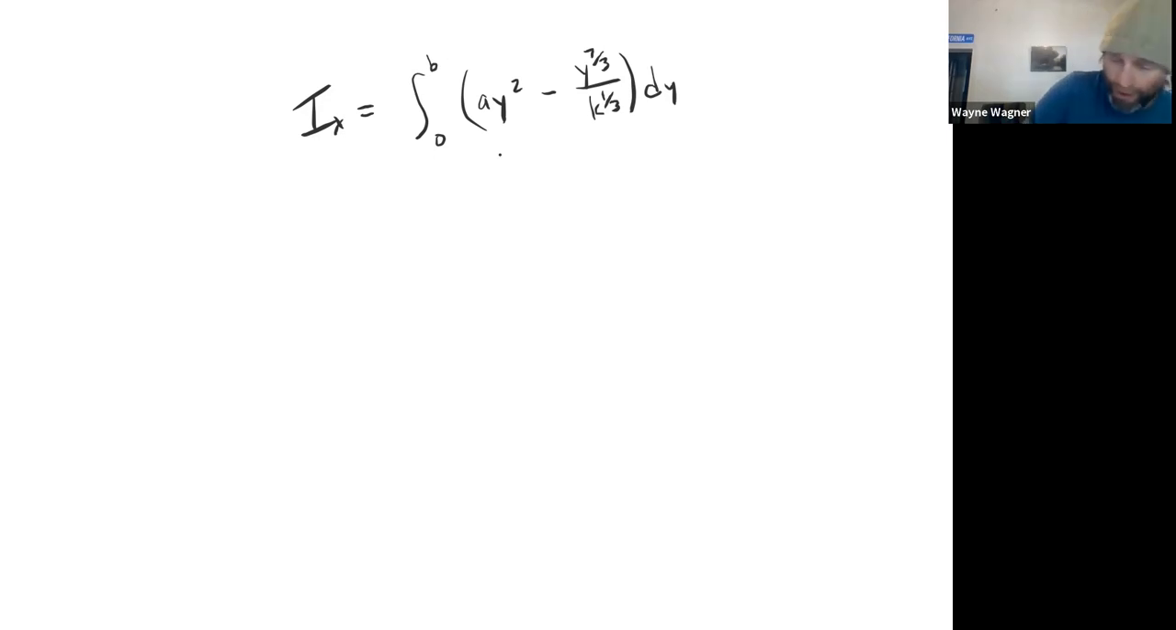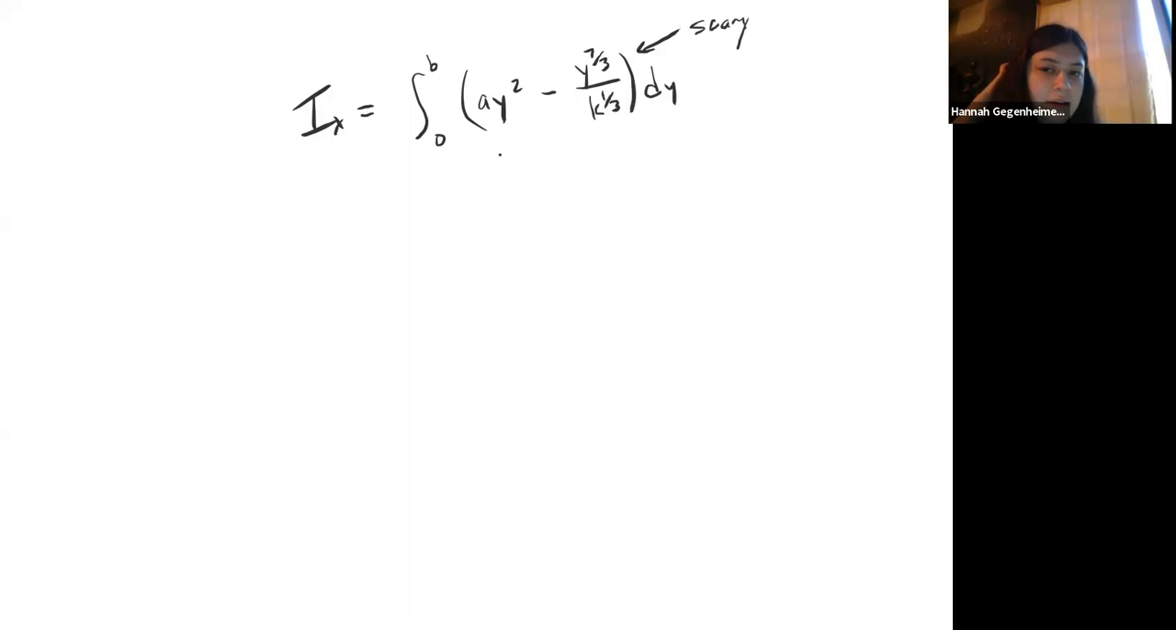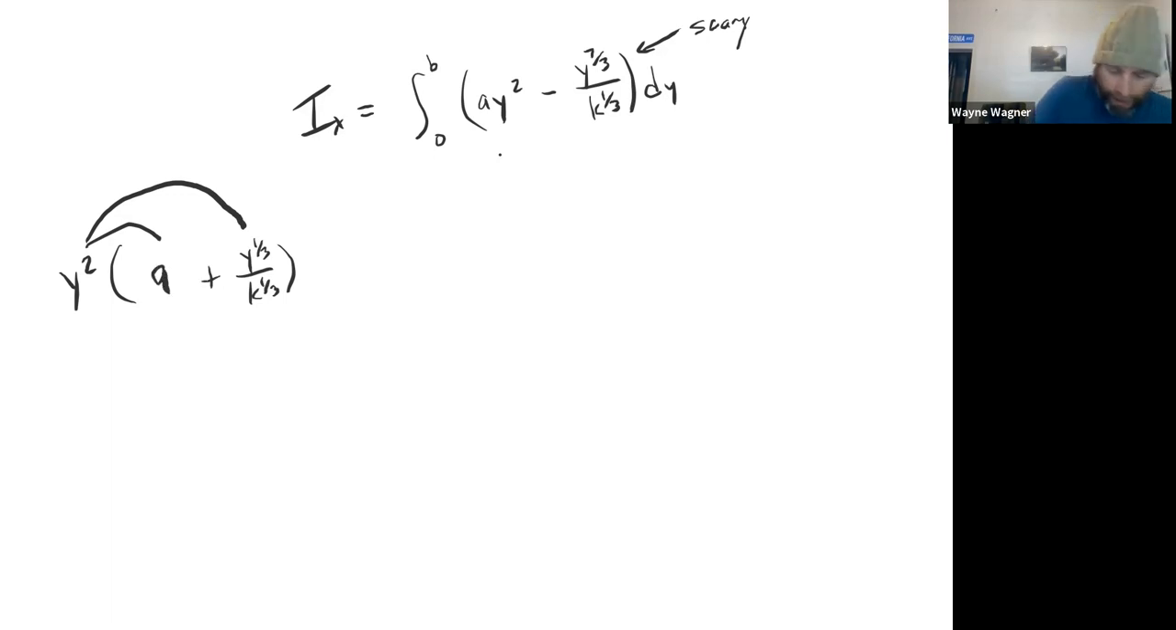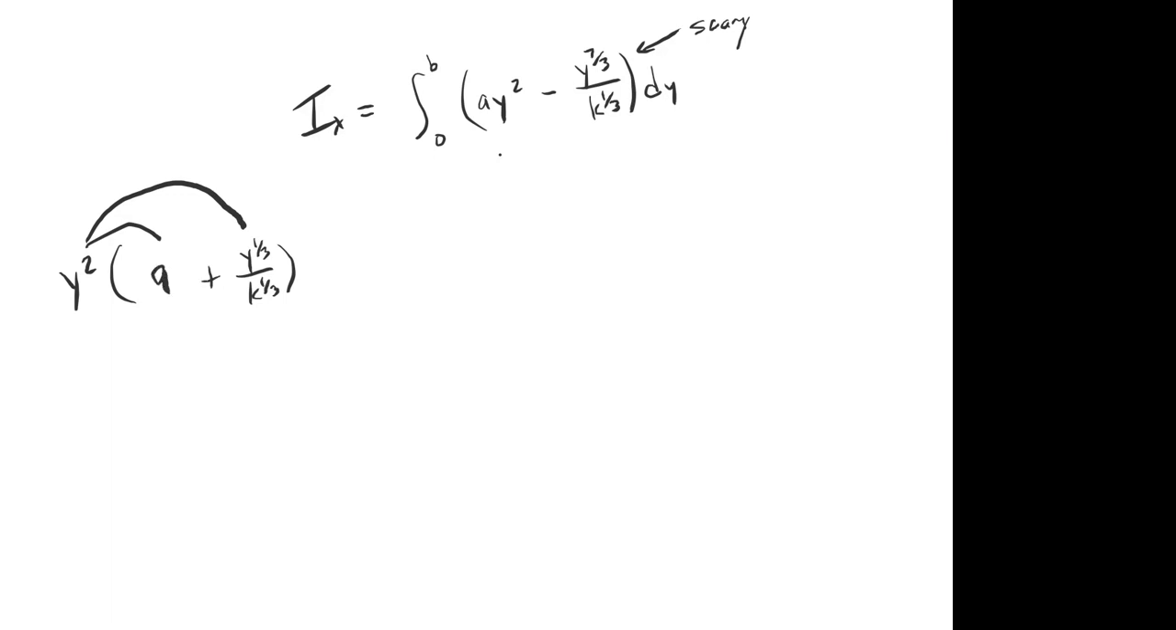So again, this looks really ugly and scary. How did you get y to the 7/3? Okay, so we had y squared, and I was distributing it into the parentheses. And so on that second term, I had a y to the 1/3 over k to the 1/3, right? I think it was like this. Yeah, that's how it was.